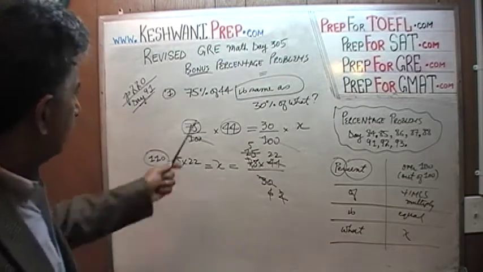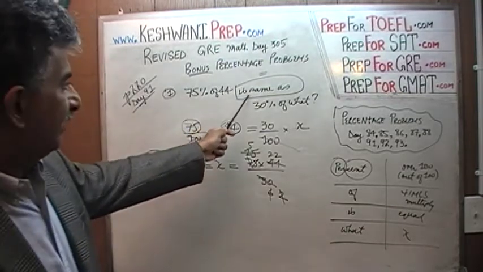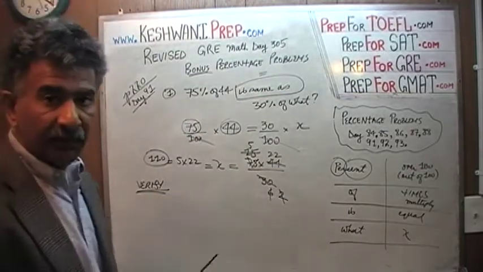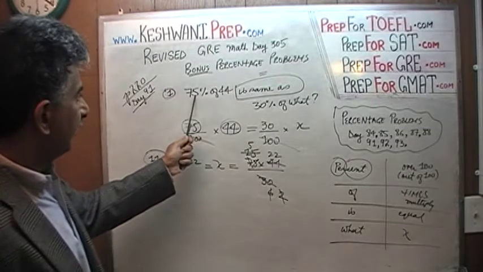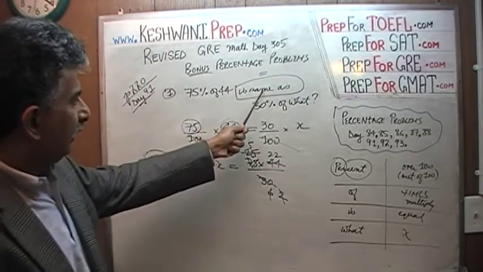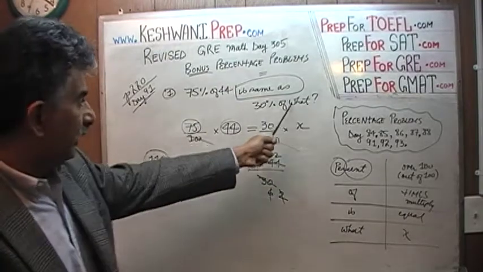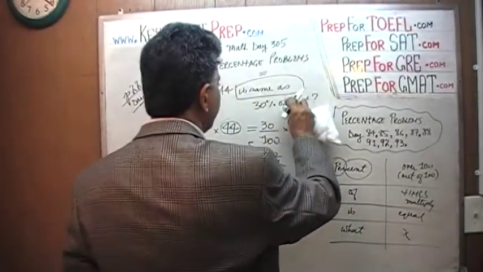According to the answer, 75% of 44 has to be the same as 30% of this number, 110. See? What we're claiming here is this. What we're claiming is that 75% of 44 is same as 30% of this guy. The what part is 110. So this is what we're claiming.